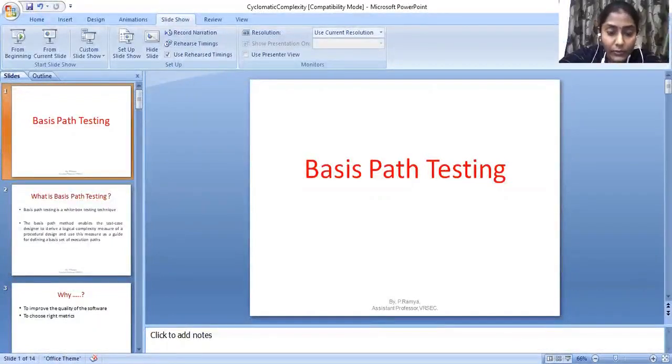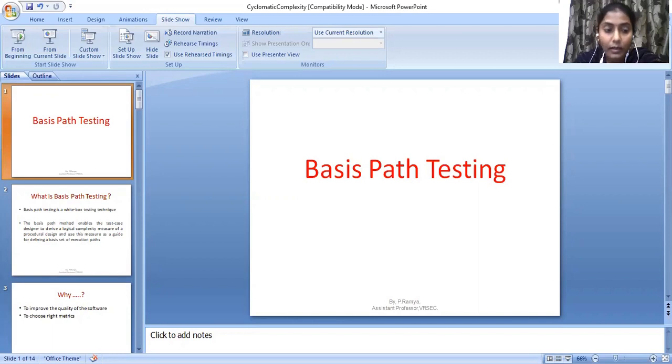So today we are going to see about basis path testing. As you know, there are two different types of testing, black box testing and white box testing. Black box testing is a software testing method where the internal structure, the design, or the implementation is not known to the tester.